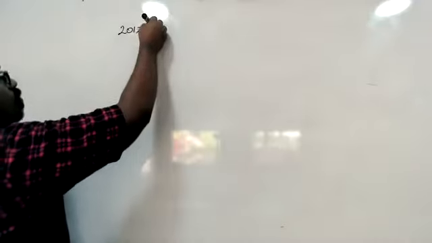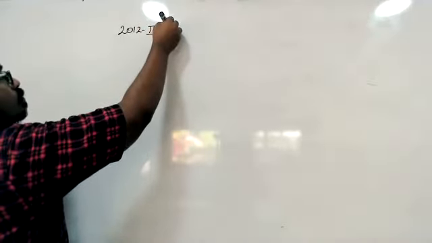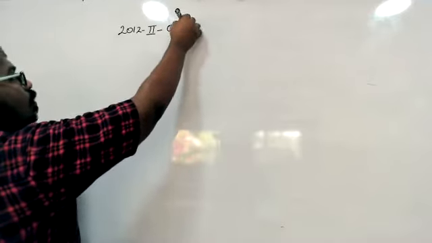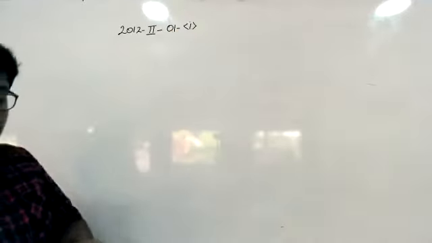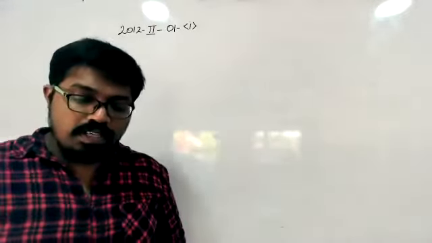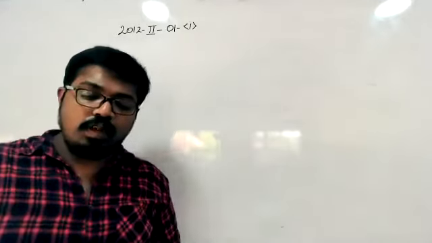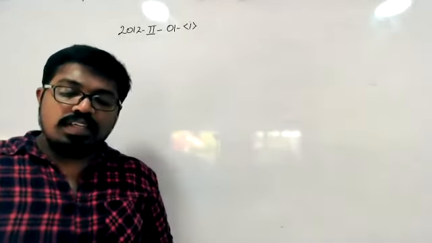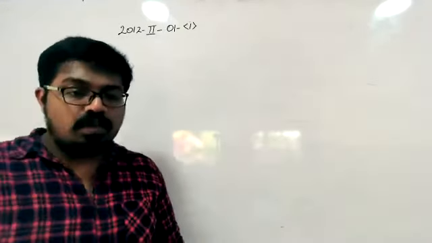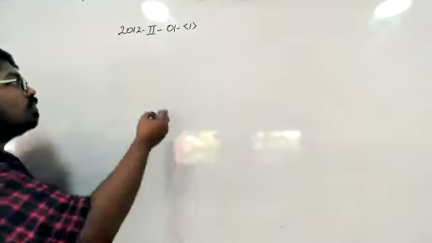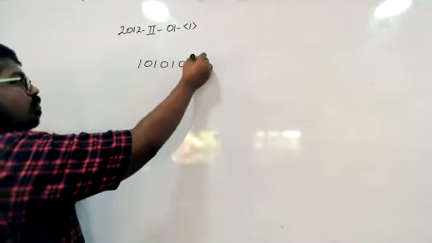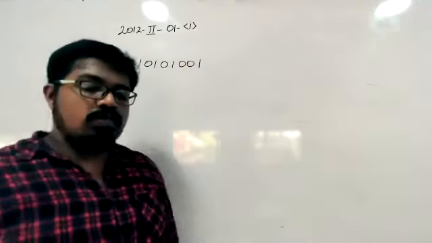So 2012 part 2, question number 1, part 1. The question is, convert the binary number 10101001 into hexadecimal. Show your computation. Right? 10101001.